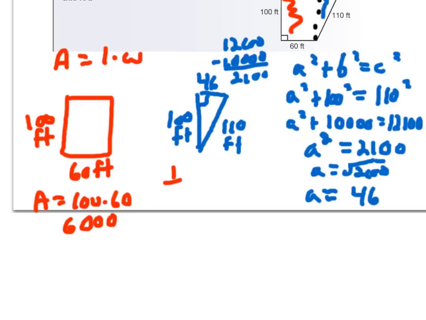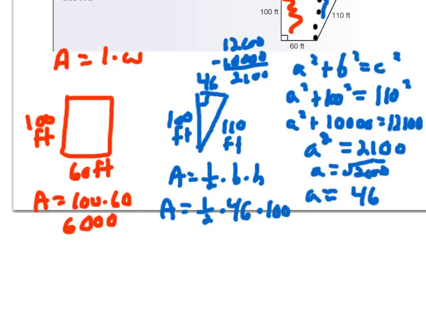Whoops. Let's go ahead and erase that. Make it in my blue for my triangle. Area of a triangle is, again, 1/2 of the base times the height. So our area is 1/2 of my base, this leg right here, 46, times my height, which is right here, straight up and down, it's 100. Okay? Well, half of 46, that's 23, times 100, and 23 times 100 is 2,300 for the triangle.